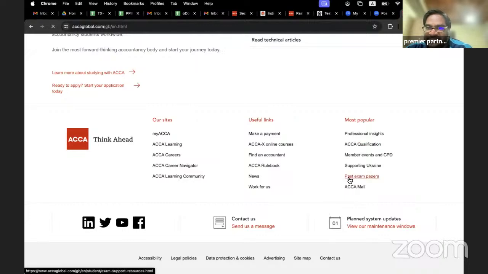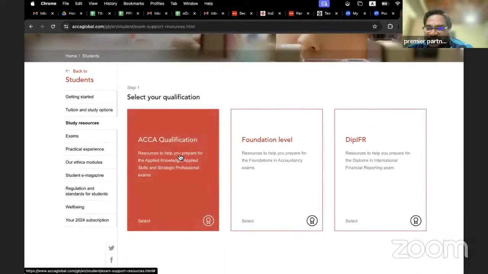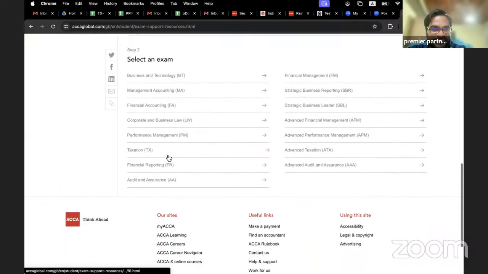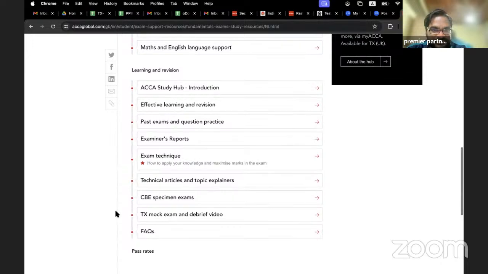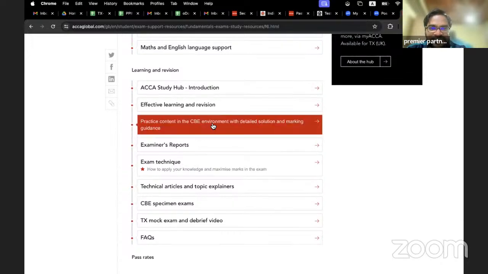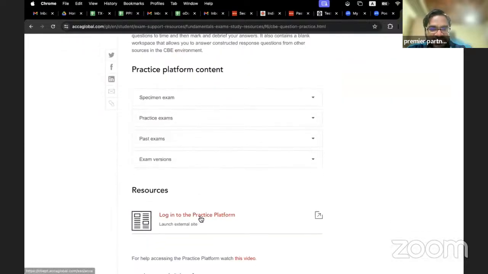Past papers, ACCA qualification. Select the paper taxation. Then go to exam questions and past papers. It will give you a login to the practice platform, and then use your normal ACCA login and password.